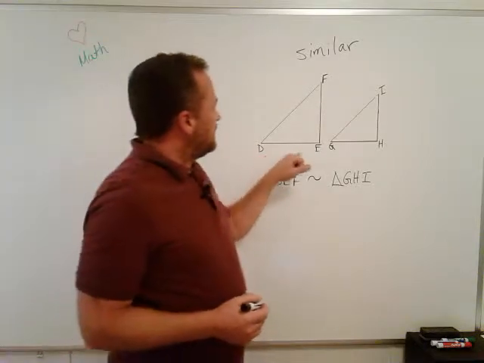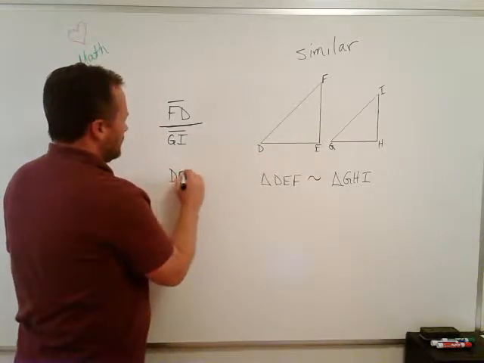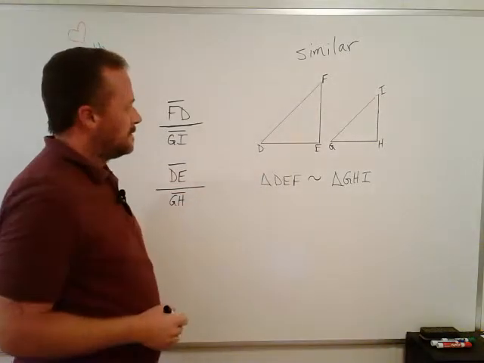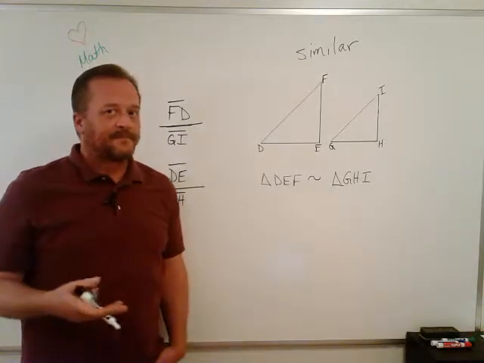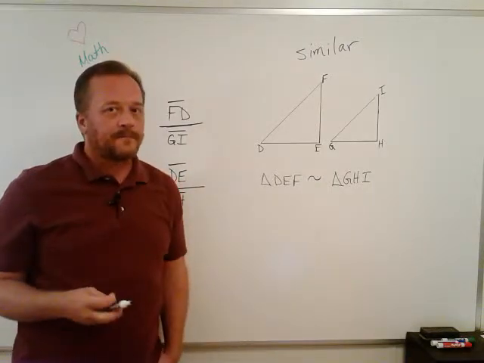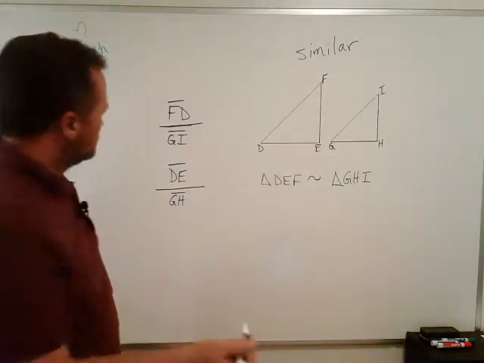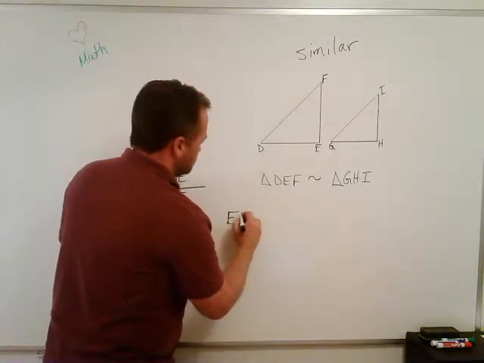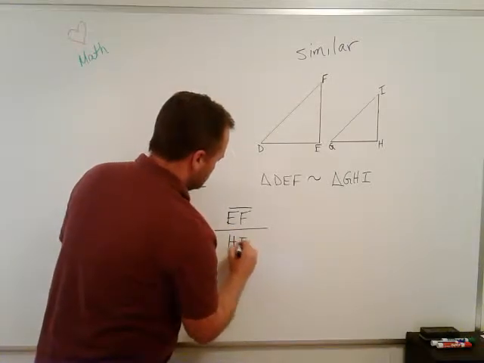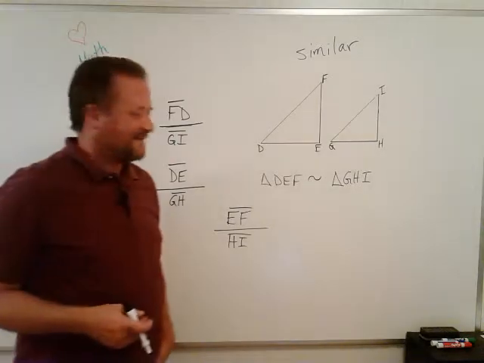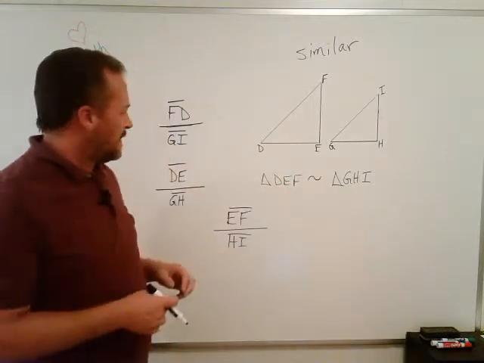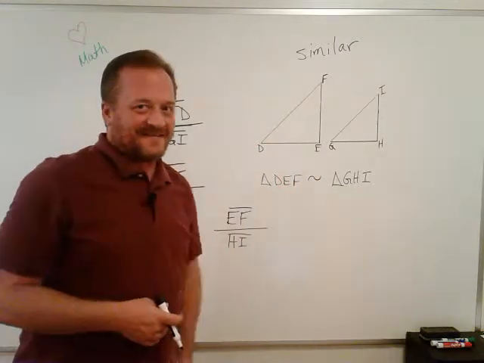I can also show that DE forms a ratio with GH. So it's the last ratio I'm going to write. Take a second, go ahead and write down the last ratio for the remaining sides. Do we agree? Okay. So I have three ratios here for three different sides. Now, I can do all kinds of stuff with this.